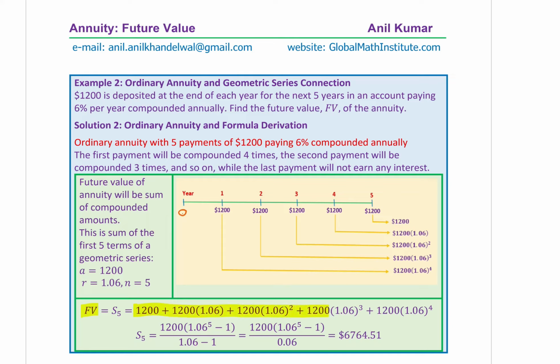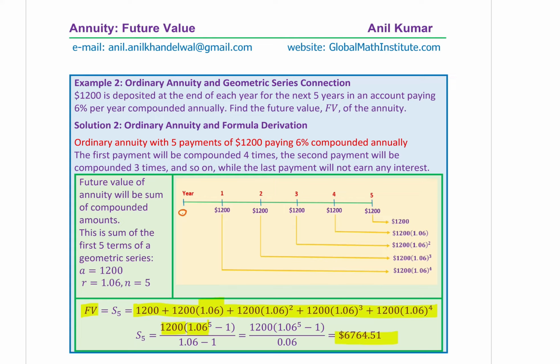The future value is the sum of all these terms. And definitely this is a geometric sequence in which the first term is $1,200 and the ratio is 1.06. So 1.06 to the power of 5, minus 1, divided by 1.06 minus 1, and that gives you the solution, or the future value of $6,767.64. Perfect. So that is how you would actually get the future value.